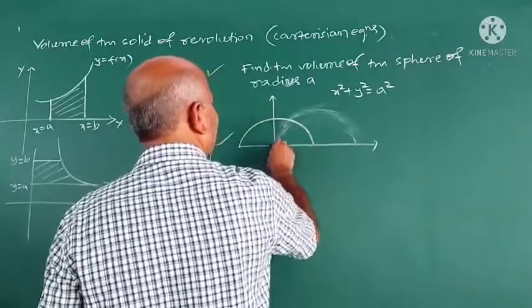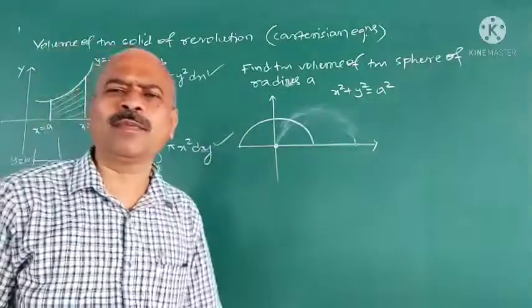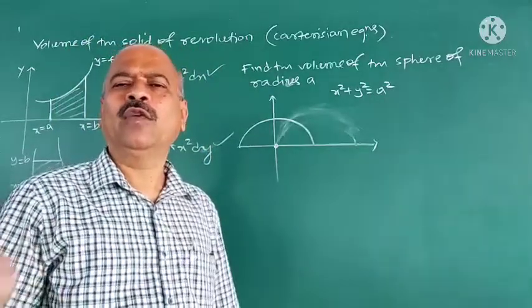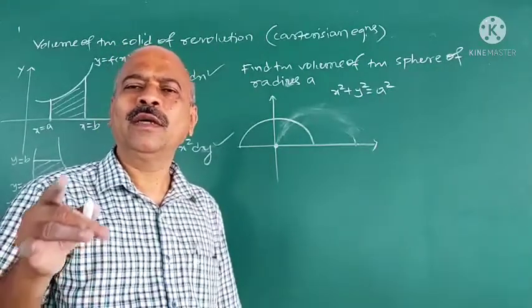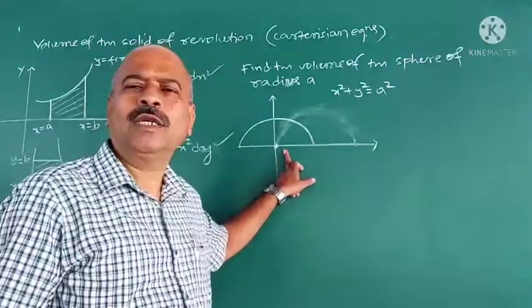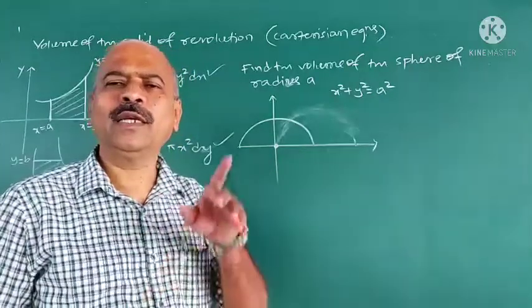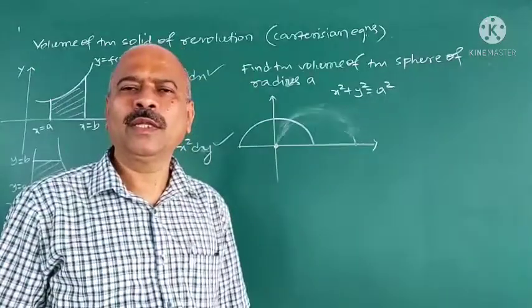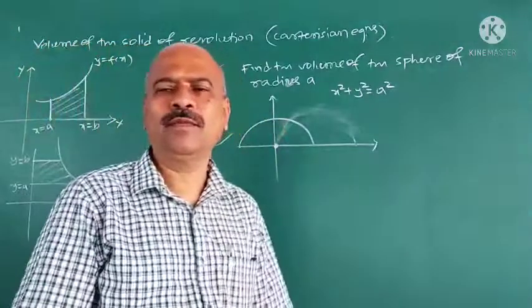Then we have to take it like this because the center becomes the origin. The area bounded by the circle x square plus y square is a square is revolved about the x axis. Then what is the volume of the solid so formed? When the circle is revolved about the x axis, or the diameter, you will get a sphere. Then you can write 4 by 3 pi a cube.